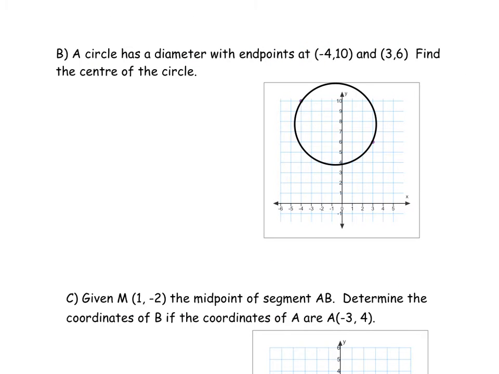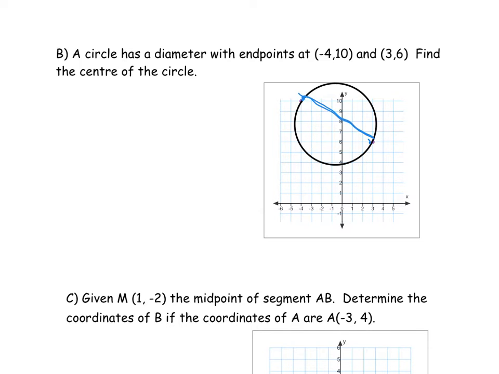This next example is going to have you applying how to find the midpoint in a different type of problem. We're told a circle has a diameter whose endpoints are at -4, 10 and 3, 6. These are already indicated on your diagram here. You could have been given this question, however, without a diagram. In that case, you would have had to draw it. So the diameter would be the line connecting these 2 points. My diagram is not quite to scale, but you get the idea.